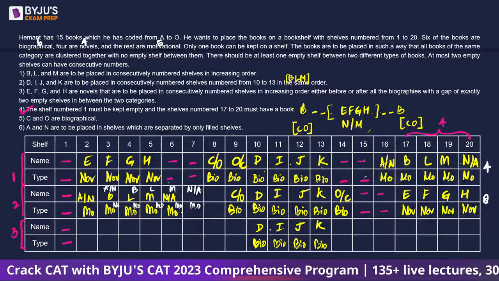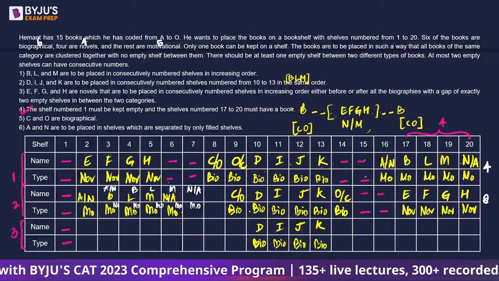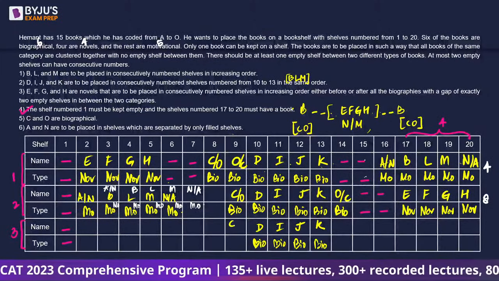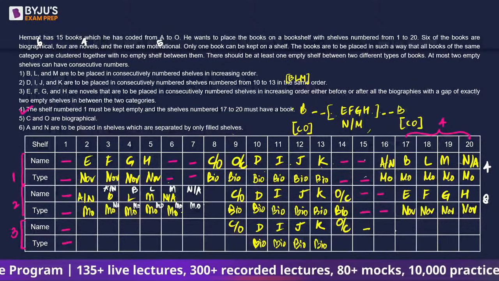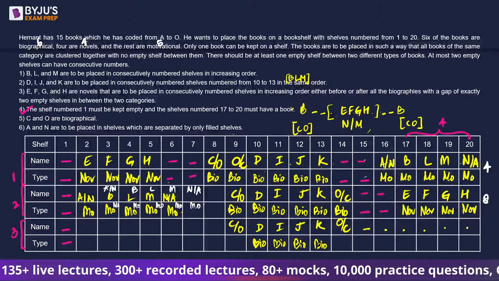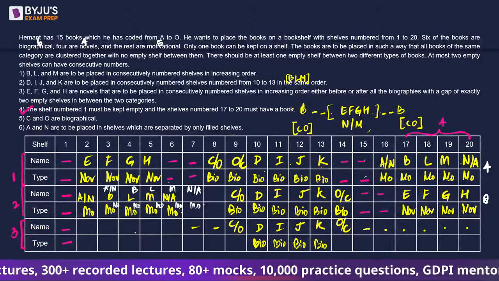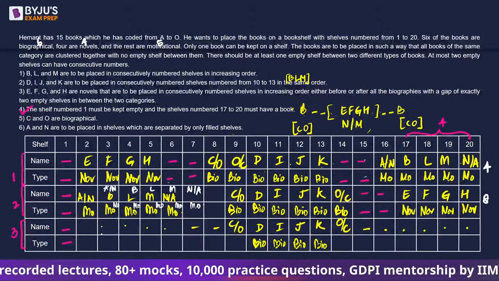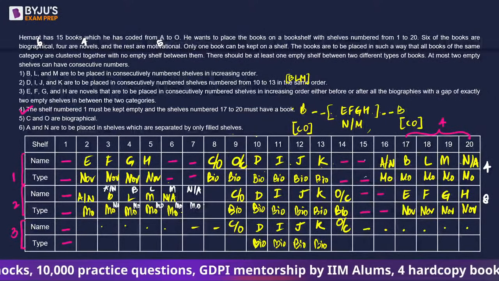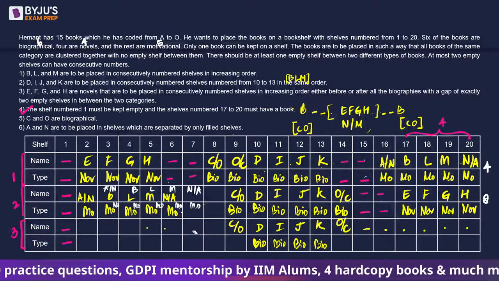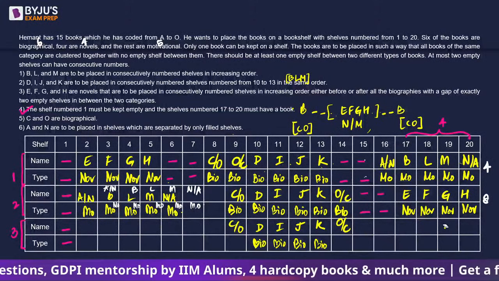Okay. The next one is, if we take CO and OC here, then we can have 1 blank space and 5 motivational after that, and 2 blank spaces and 1, 2, 3, 4 novels here as well. This is also possible. So let's take that into account.